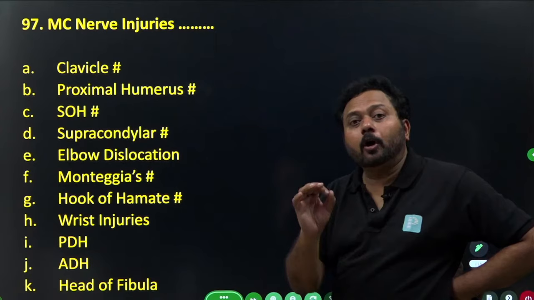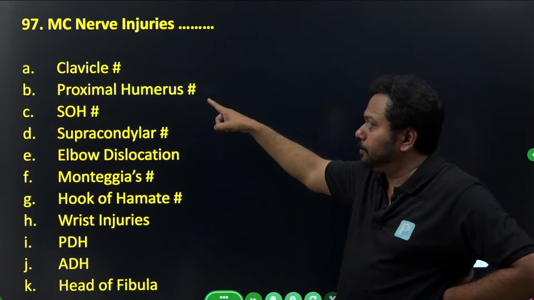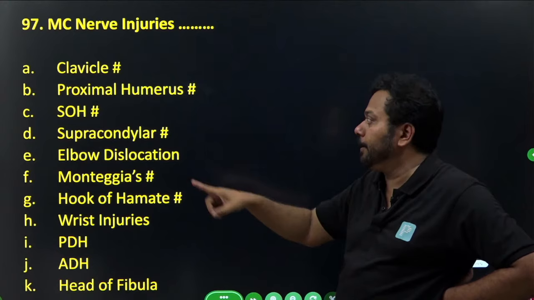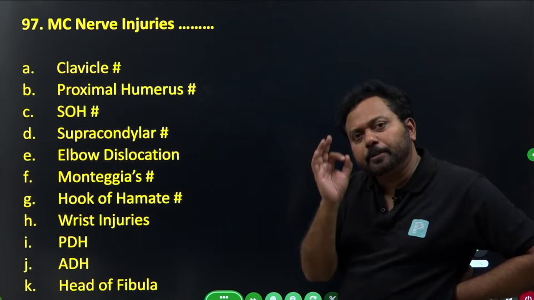Okay, I am developing dyspnea. Once again, for your sake, I will tell you. Clavicle, ulnar branch of the medial cord of brachial plexus; proximal humerus, axillary; shaft of humerus, radial; supracondylar, anterior interosseous branch of median; elbow dislocation is median; Monteggia fracture, posterior interosseous nerve; hook of hamate, deep branch of ulnar nerve; wrist injury, any wrist injury, carpal tunnel syndrome, median nerve; posterior dislocation hip, sciatic nerve; anterior dislocation hip, femoral nerve; head of fibula, common peroneal nerve.